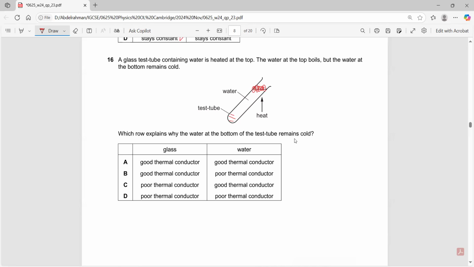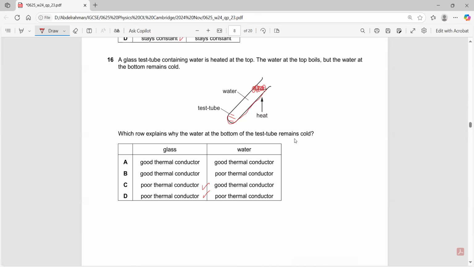If the glass was a good conductor of heat, it would have transferred a lot of this heat to the bottom, right? It would have transferred a lot of the heat to the bottom. So the water at the bottom would have gotten equally heated up. It would have boiled, right? So therefore, glass is actually a poor conductor of heat. Glass is a poor conductor of heat.